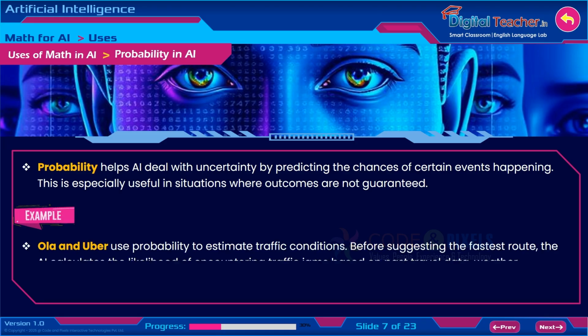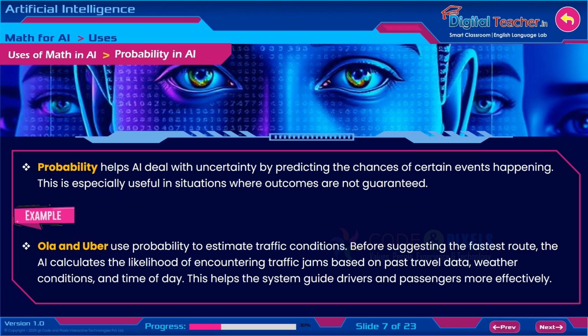Example: Ola and Uber use probability to estimate traffic conditions. Before suggesting the fastest route, the artificial intelligence calculates the likelihood of encountering traffic jams based on past travel data, weather conditions, and time of day. This helps the system guide drivers and passengers more effectively.